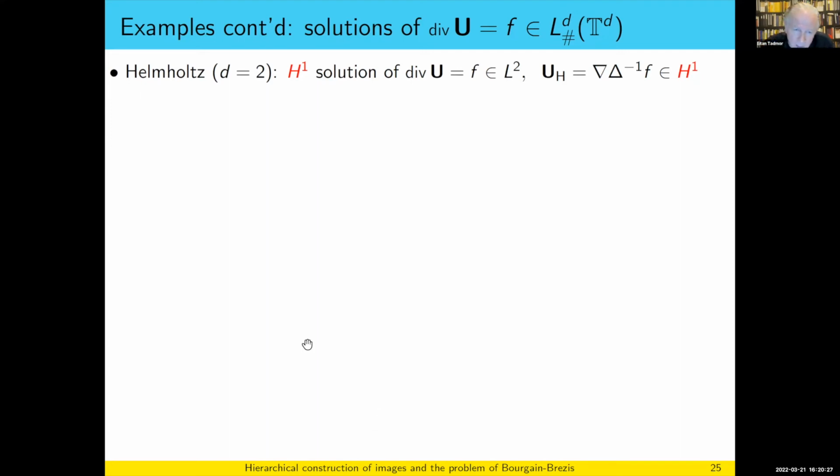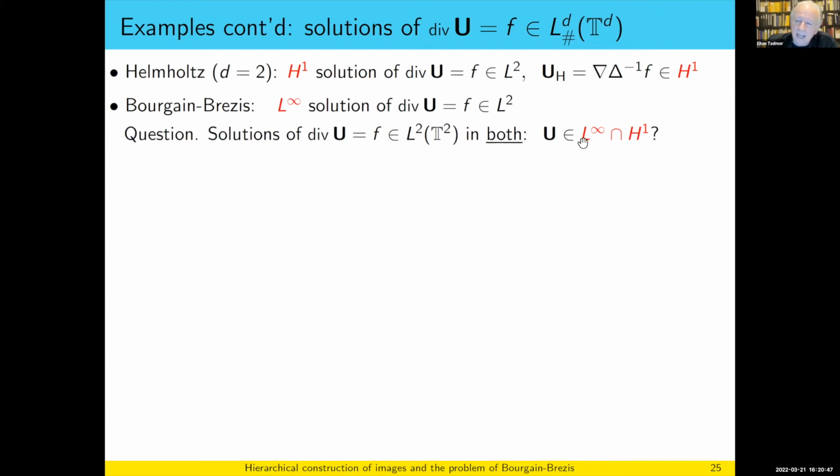Let's focus on the two-dimensional problem again. We remember that if F is in L2, clearly we have the Helmholtz solution, which is in H1. We were looking not for a solution which is in H1, we were looking for a solution which is in L infinity, and this was the beginning of our conversation. The question is, can we find a solution which is in both, in L infinity and in H1? Because the Helmholtz solution does not solve the infinity part. It is not clear that it is in H1. So can we find a solution that is in both?